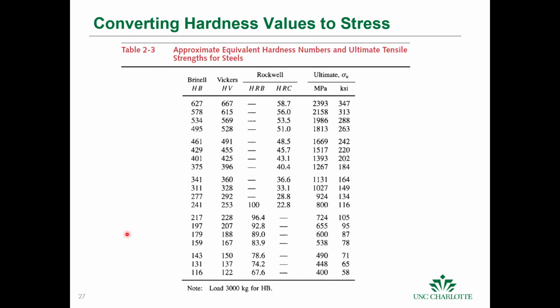This is a mapping of the hardness and the ultimate tensile strength for steels. So this is your Brinell hardness, this is your Vickers, these are your Rockwell. There are two different types of Rockwell tests, and then these are your strengths for those materials based on the hardness. So if you have hardness test data, you can get an estimate of the ultimate tensile strength of that material.